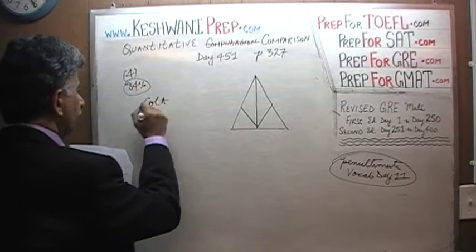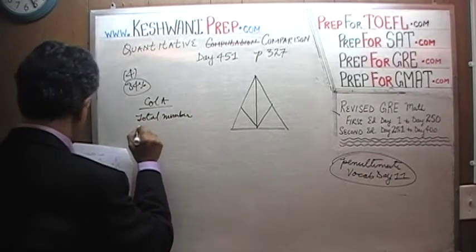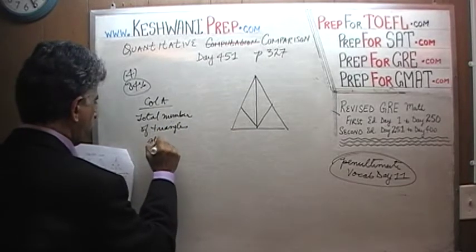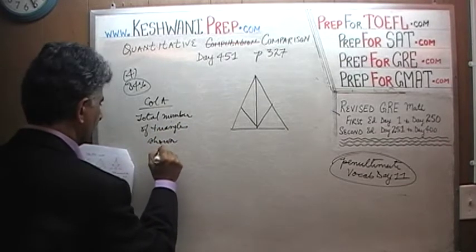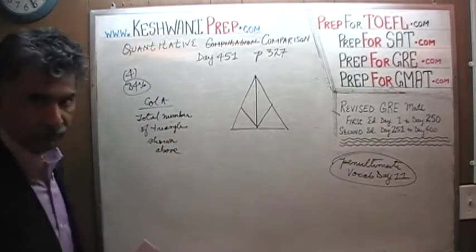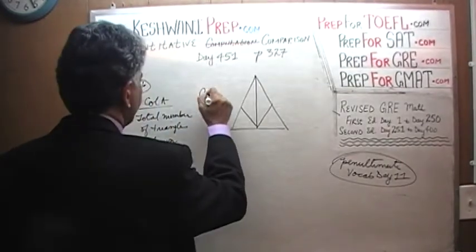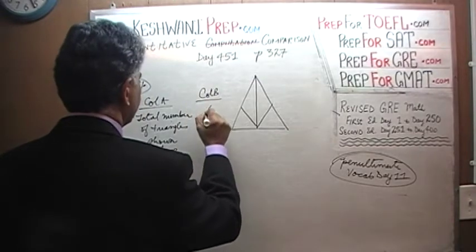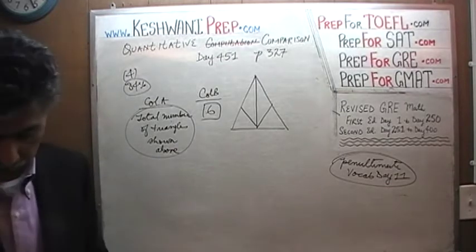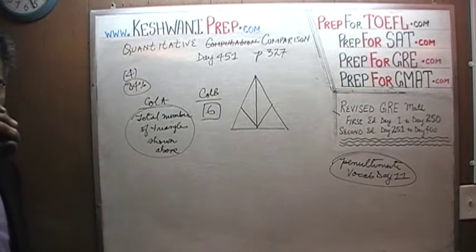In column A, we've been asked to compare the total number of triangles shown above, being this figure. The picture appears above the question, and here's our column B. In column B, we have 6. So 6 versus the total number of triangles that are shown in this picture. I'll give you 5 seconds to pause and unpause the video. Do it yourself first and then we'll do it together.